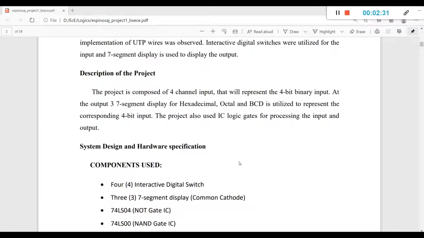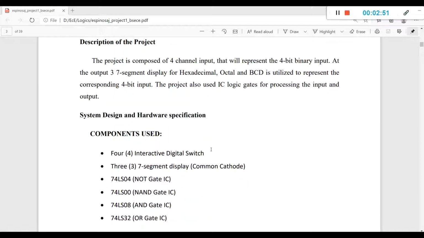The short description of this project: it is composed of 4-channel input that will represent the 4 binary inputs. At the output, three 7-segment displays for hexadecimal, octal, and BCD are utilized to represent the corresponding 4-bit input. The project also used IC logic gates for processing the input and the output.